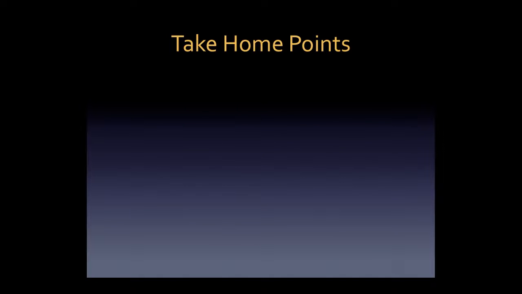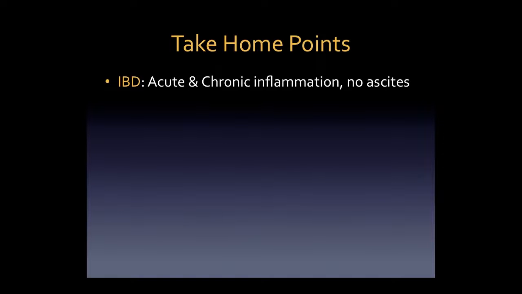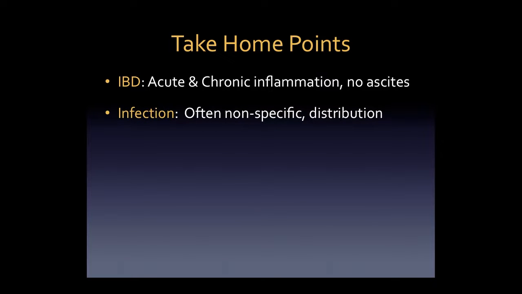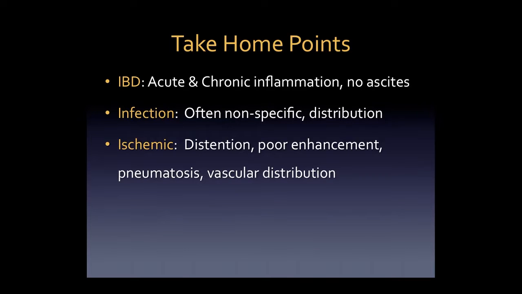So to summarize, the take-home points for CT of the colon. For IBD, you're wanting to look for acute and chronic inflammation in the same patient at the same time. And oftentimes, these patients will have no ascites despite pretty severe colonic inflammation. And that is a good hint as to what's going on. For infection, oftentimes it can be nonspecific. Distribution can be the most helpful. For ischemic, you're looking for bowel distension, poor enhancement, like that dry appearance of ischemic colitis, pneumatosis, or some sort of characteristic vascular or watershed distribution.